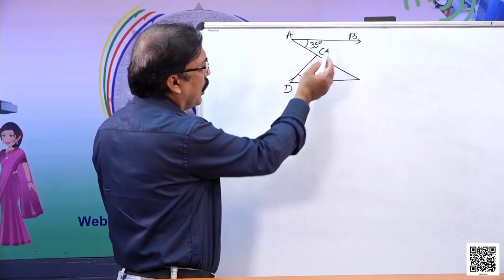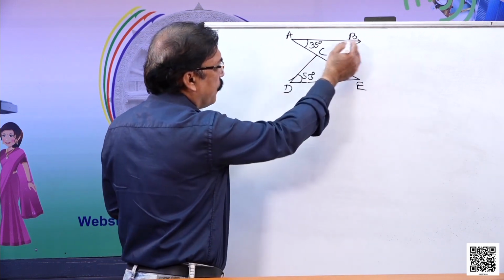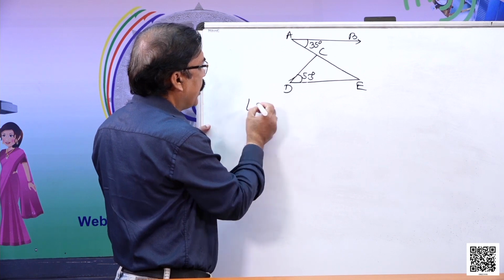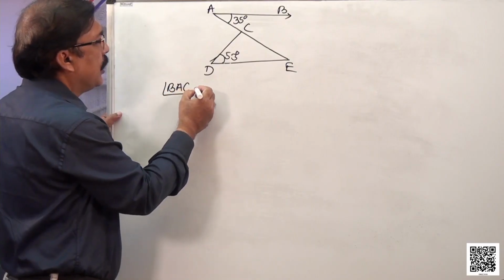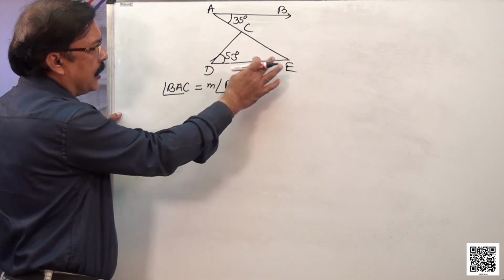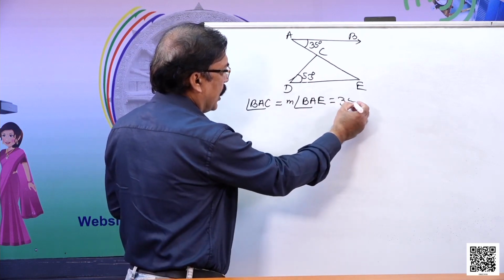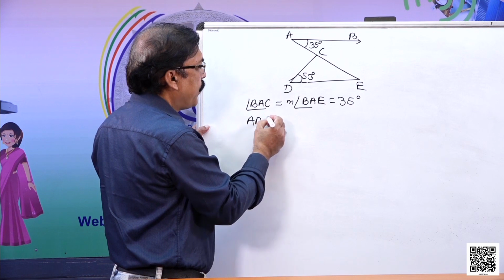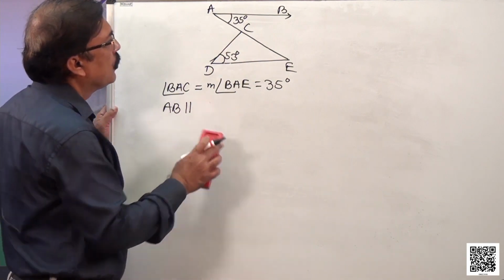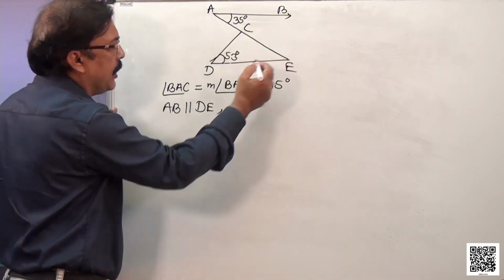Now you see, BAC is 35 degrees and similarly BAE is also 35 degrees. So we can write that the measure of angle BAC is the same as the measure of angle BAE, because AE and AC are on the same line. So we can write this to be 35 degrees. And AB is parallel to DE and AE is the transversal.